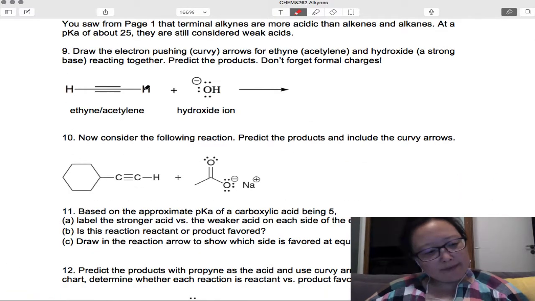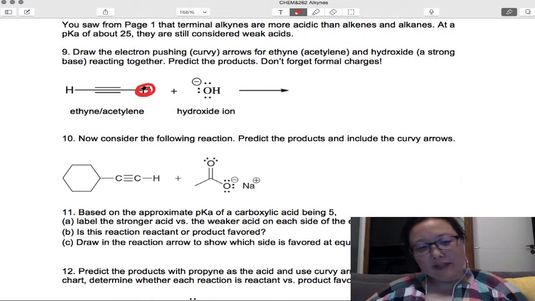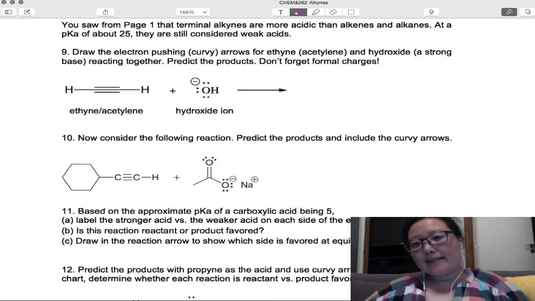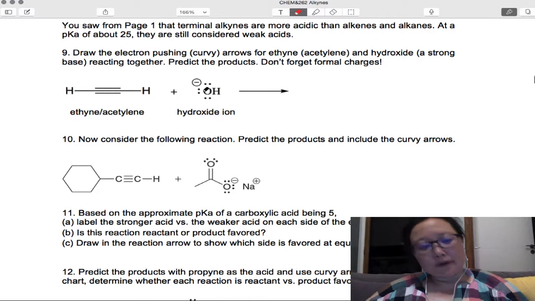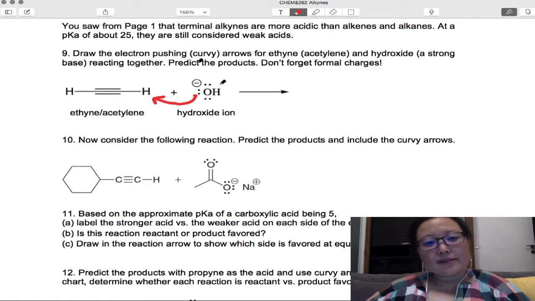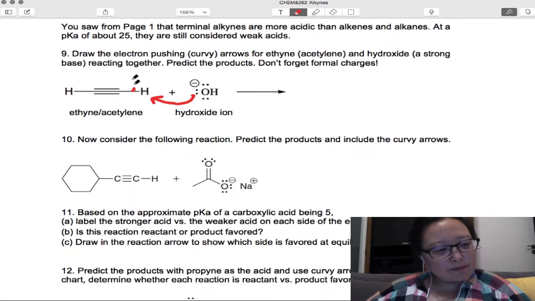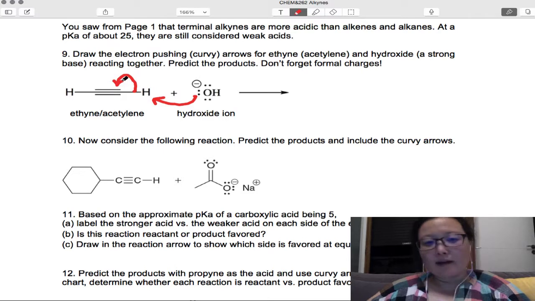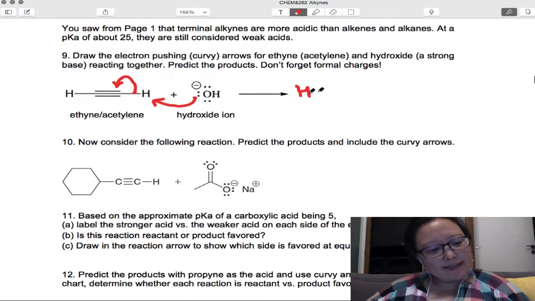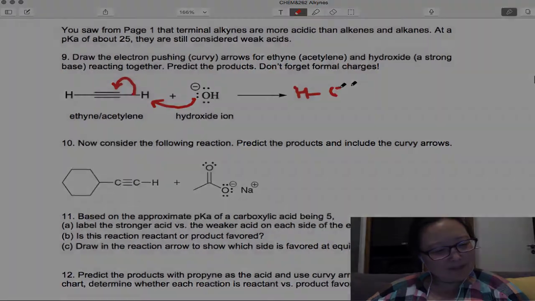So since we have a terminal alkyne, it's terminal on both sides actually, so it turns out we can use a strong base to deprotonate that. So we use a base like hydroxide. It's our classic example of a strong base. Grab the hydrogen and break this bond and give it to the carbon as a lone pair. So we need to practice our electron pushing, remember?